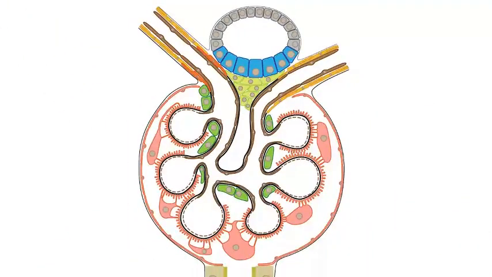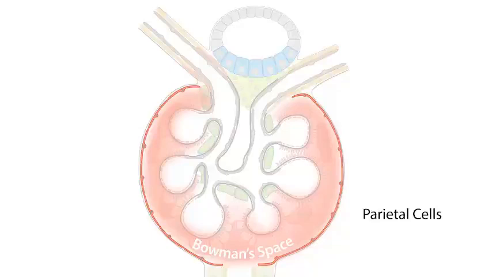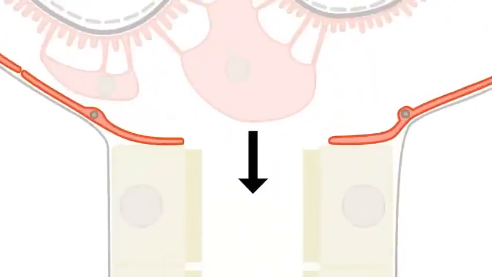The cells that form the capsule that make up the Bowman space are referred to as parietal cells, which are a specialized epithelial cell type. The Bowman space is a cup-like structure that surrounds the glomerular capillaries and is designed to collect the ultrafiltrate. Once formed, the ultrafiltrate drains directly into the tubule.